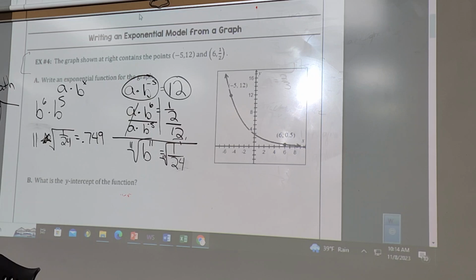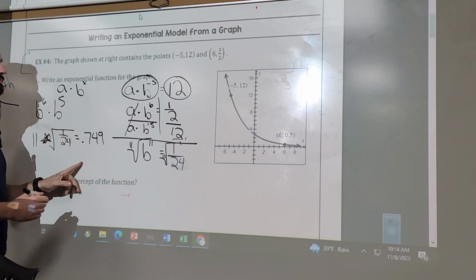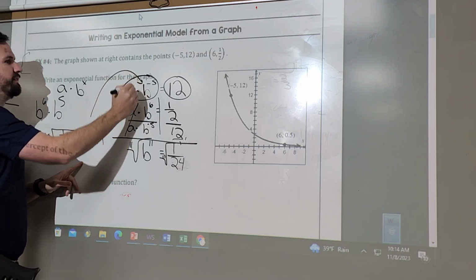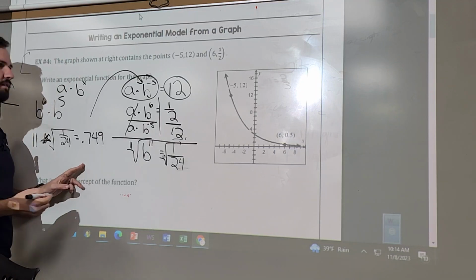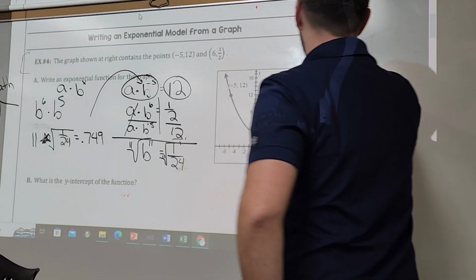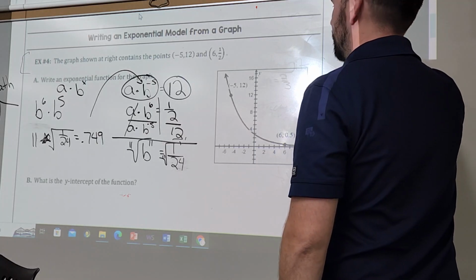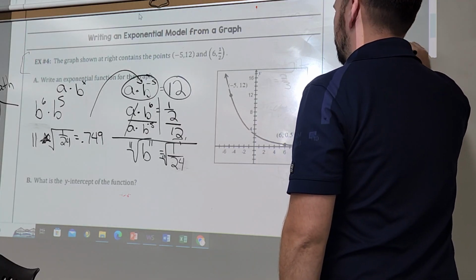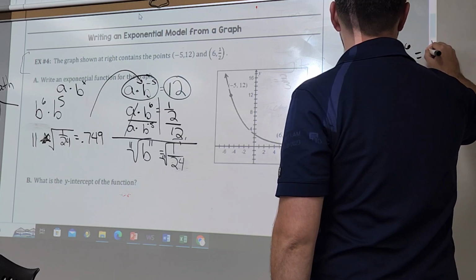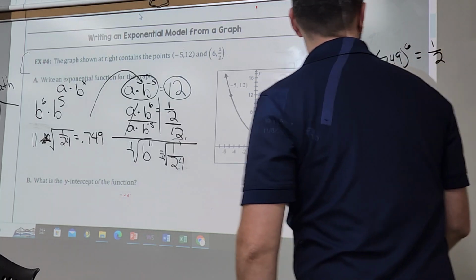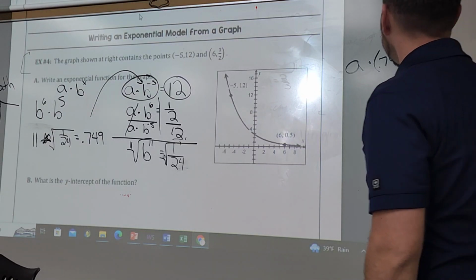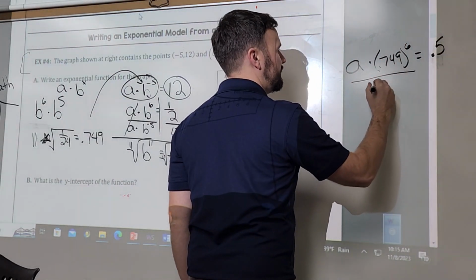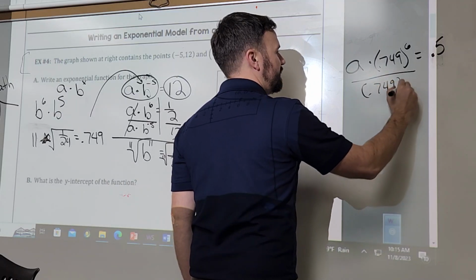Now how do I find a? Plug that back in. So you go over off your paper and you do a times 0.749 to the 6th equals 1/2, right? You guys want to make that 0.5? It'll be easier. So I divide both sides by 0.749 to the 6th.